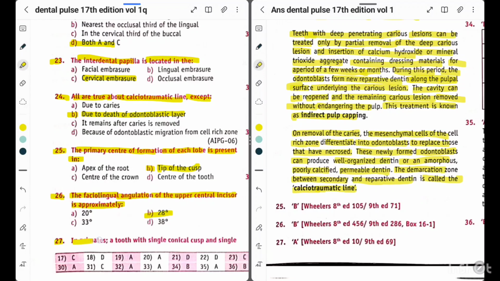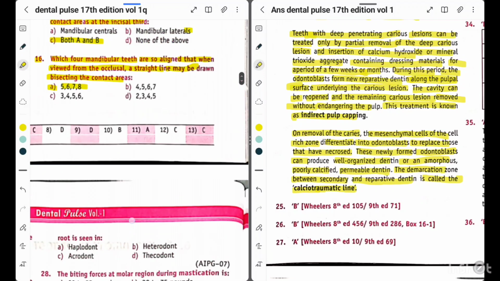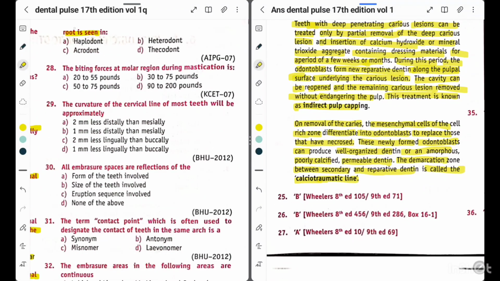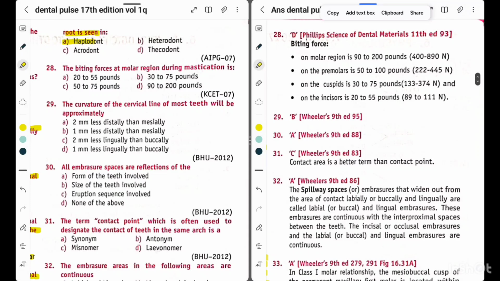Question 27. In primates, a tooth with single conical cusp and single root is seen in. So its answer is option A, haplodont. Okay. Now question 28. The biting forces at molar region during mastication is? So its answer is option D, 90 to 200 pounds. The biting force at molar region during mastication is 90 to 200 pounds.